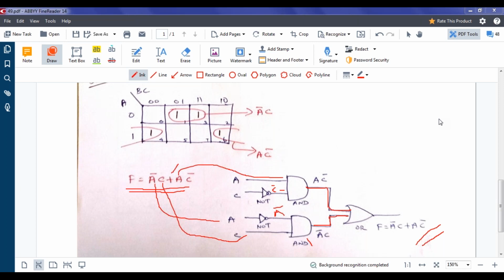I will give you some homework problems in your Google Classroom. You just try. Then it will be very easy. If you solve the problems, the logic gate implementation will be very easy for you to implement.